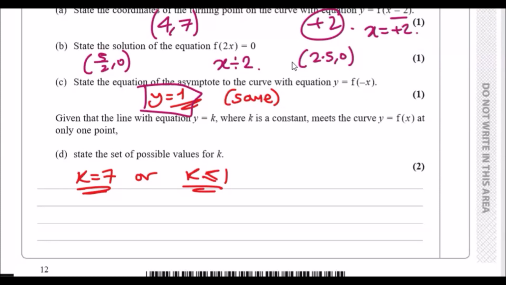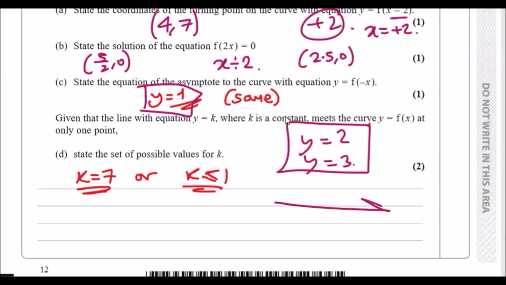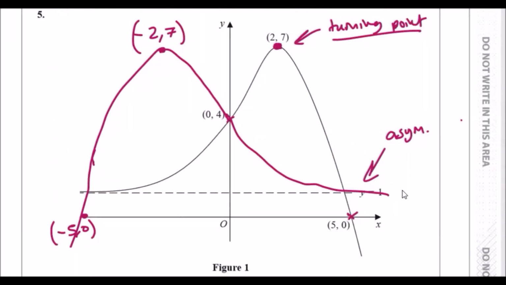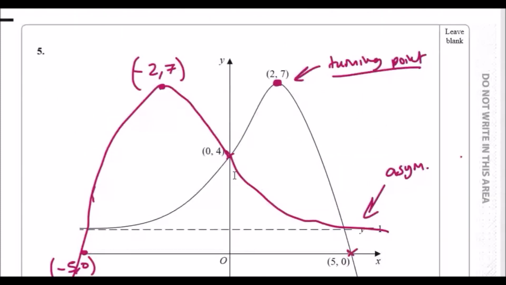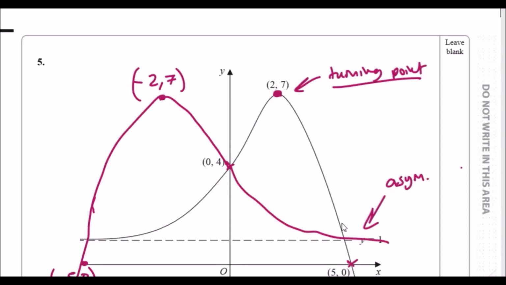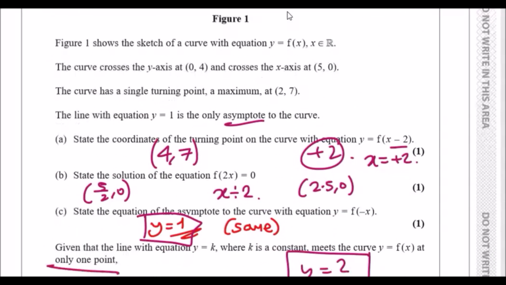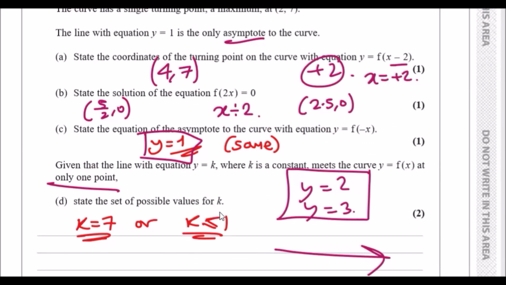Given that the line of equation y equals k, so y equals k could be something like y equals 2 or y equals 3, just a constant, in other words, a straight line cutting the y-axis, a bit like the asymptote, which is y equals 1. Given that the line y equals k, where k is a constant, meets the curve y equals f(x) at only one point, so it can't be, for example, here, because that's 2 points. It really just means up here or below the asymptote. State the set of possible values for k.